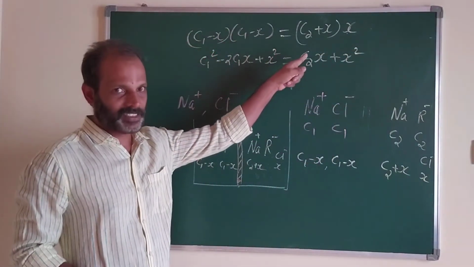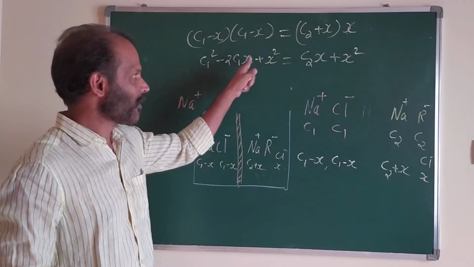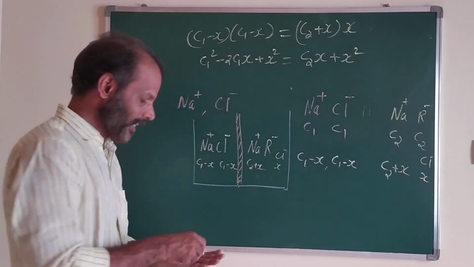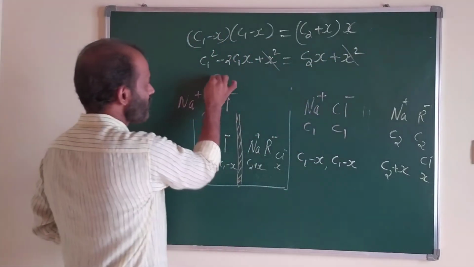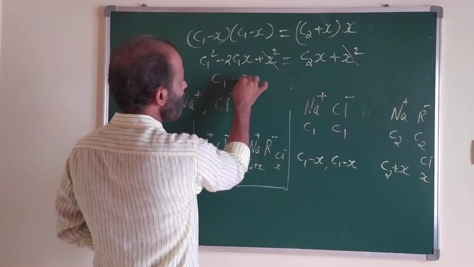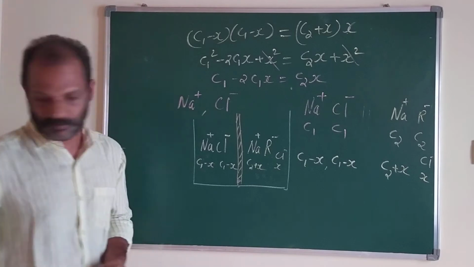C1 minus X into C1 minus X, (A minus B) into (A minus B), that is C1 square minus 2 C1X plus X square, is equal to C2X plus X square. And we can cancel the X square. So it will become C1 square minus 2 C1X equal to C2X. Right?